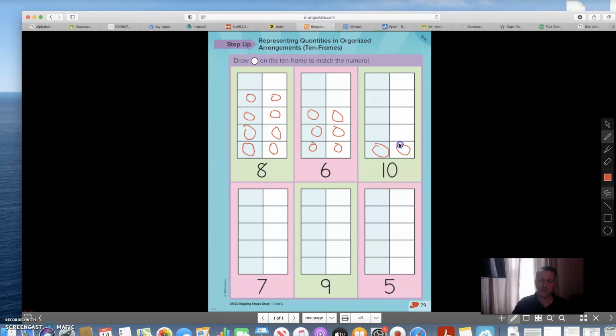1, 2, 3, 4, 5, 6, 7, 8, 9. Oh, I'm so tired from writing, but let's keep going. 10. We did it. All right, look at that. There is none extra. There's none on the outside of it, and there's no empty spots. So 10 fits perfectly in the 10 frame. Go ahead and finish the bottom ones as well and upload that.